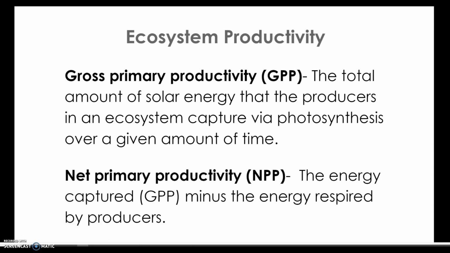Chapter 3, Part 2. All right, let's talk about how we measure how productive an ecosystem is. Right? So there's two terms: gross primary productivity, GPP, and net primary productivity, NPP.